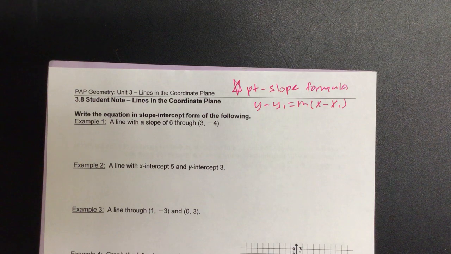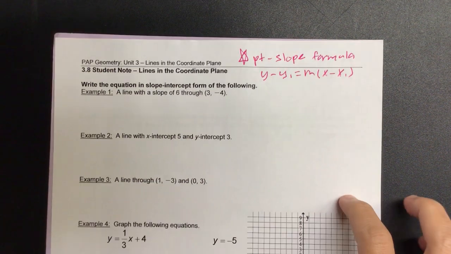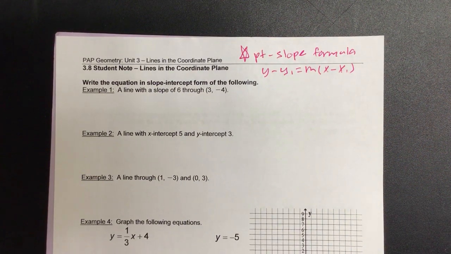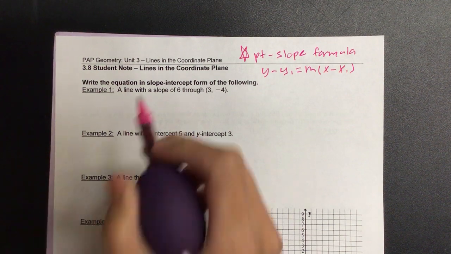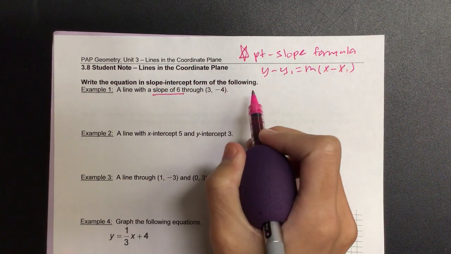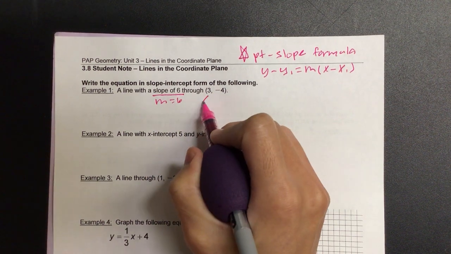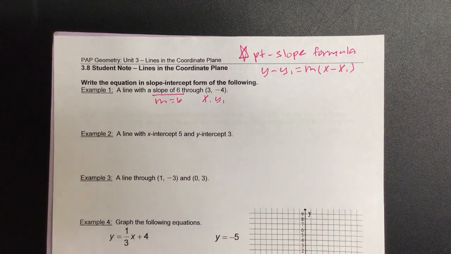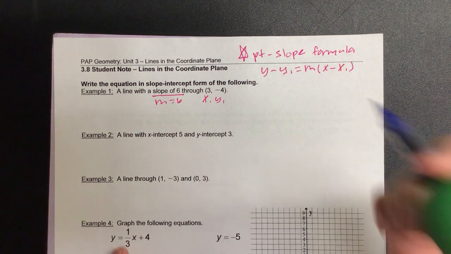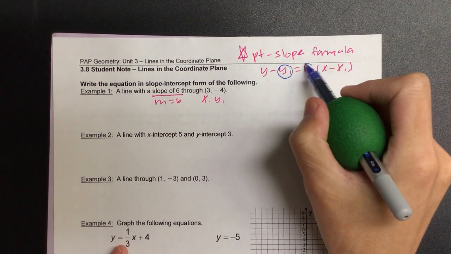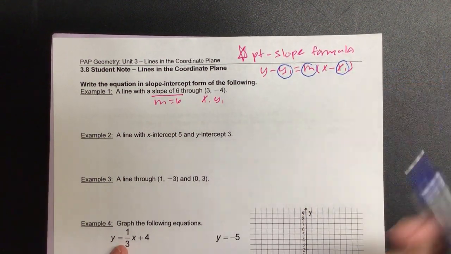So let's actually apply that. And you have to memorize this. So we have a line with a slope of 6. And the points are given. So my slope is 6. The points are denoted by x1, y1. So we can plug that into the y1, the m, and the x1.